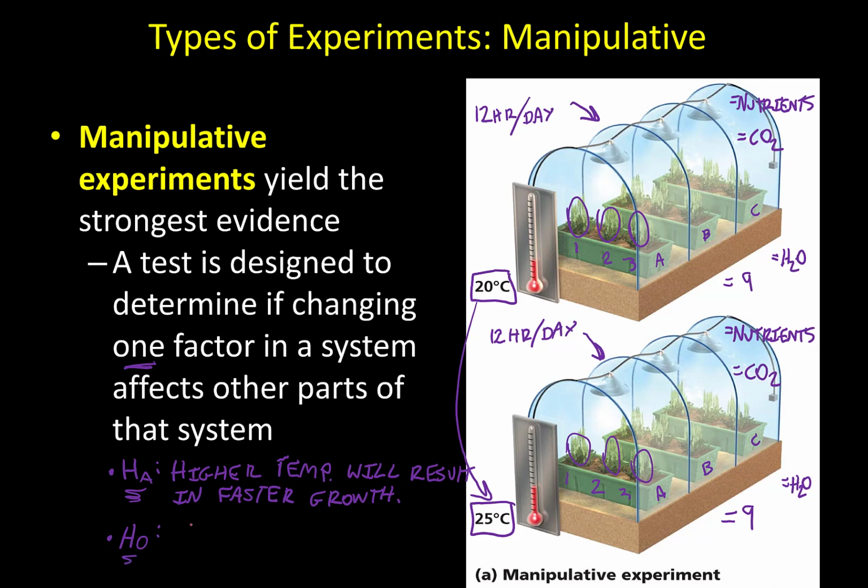The null hypothesis in this case would be that temperature has no effect on plant growth. Remember, H naught is always that there's nothing happening. There's no relationship, no correlation, no interesting pattern. H naught in this case would be that temperature's got nothing to do with your plant growth. If you don't see a difference in plant size between your two greenhouses at the end of that 2-week period, then you have to reject HA and accept H naught.